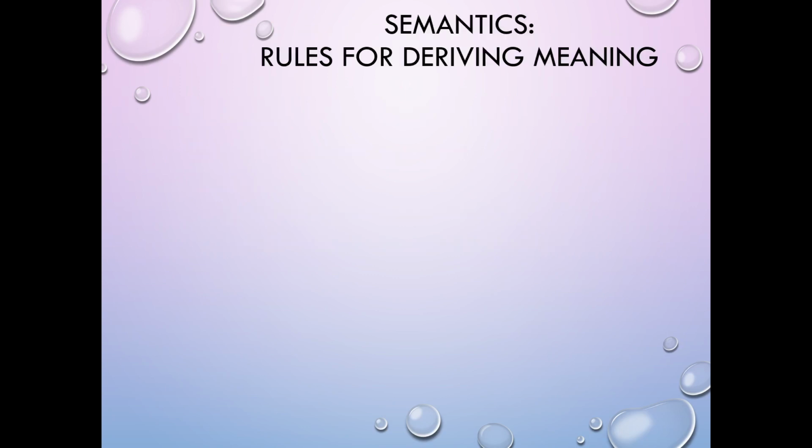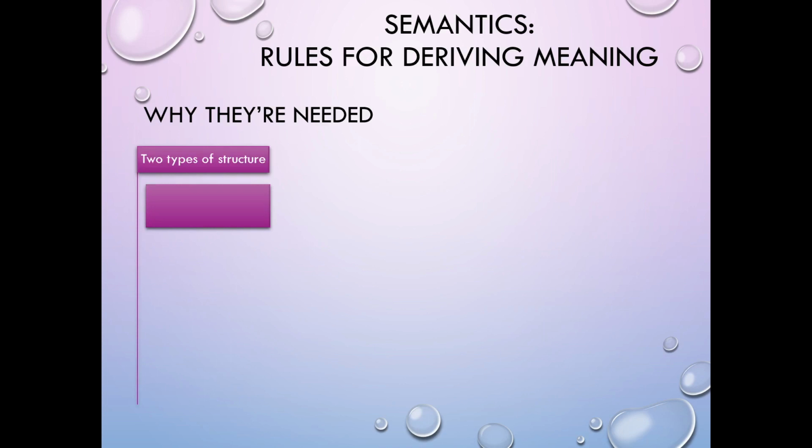Let's talk a little bit about semantics and how these rules are used, and why we need these rules. For one thing, we need rules for deriving meaning because there are two types of structure in language. There's the surface structure, which would be the words that the speaker is actually using. And then there's the deep structure, which would be the meaning underlying the words. And those two things might match or they might not.